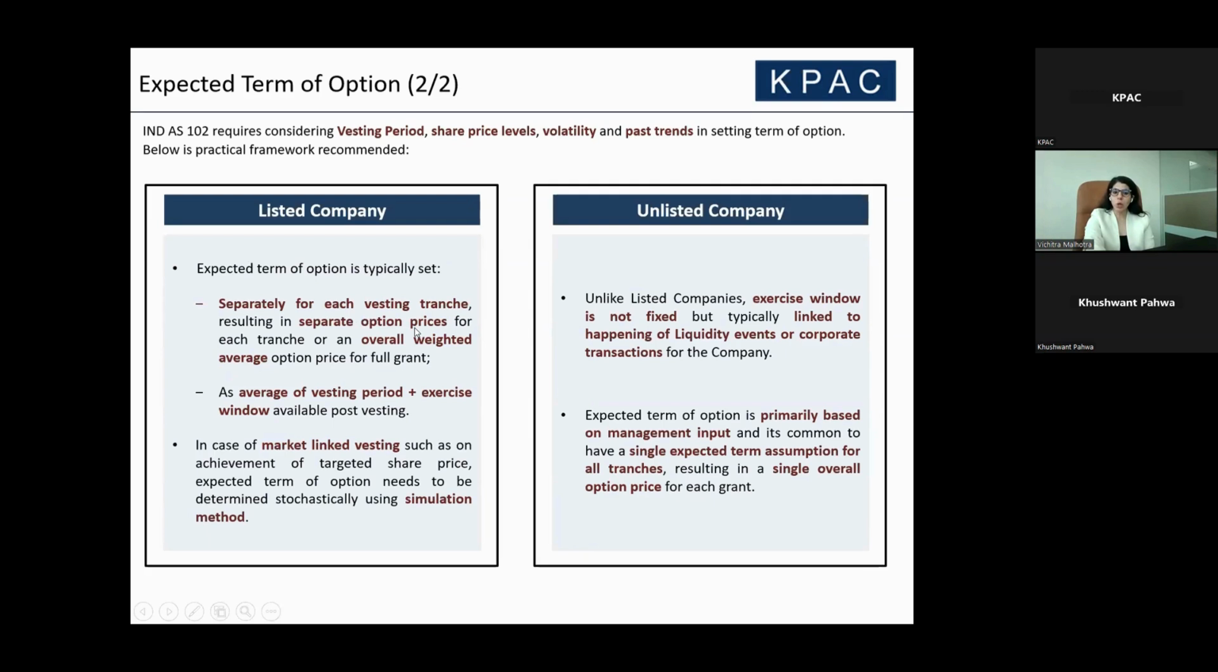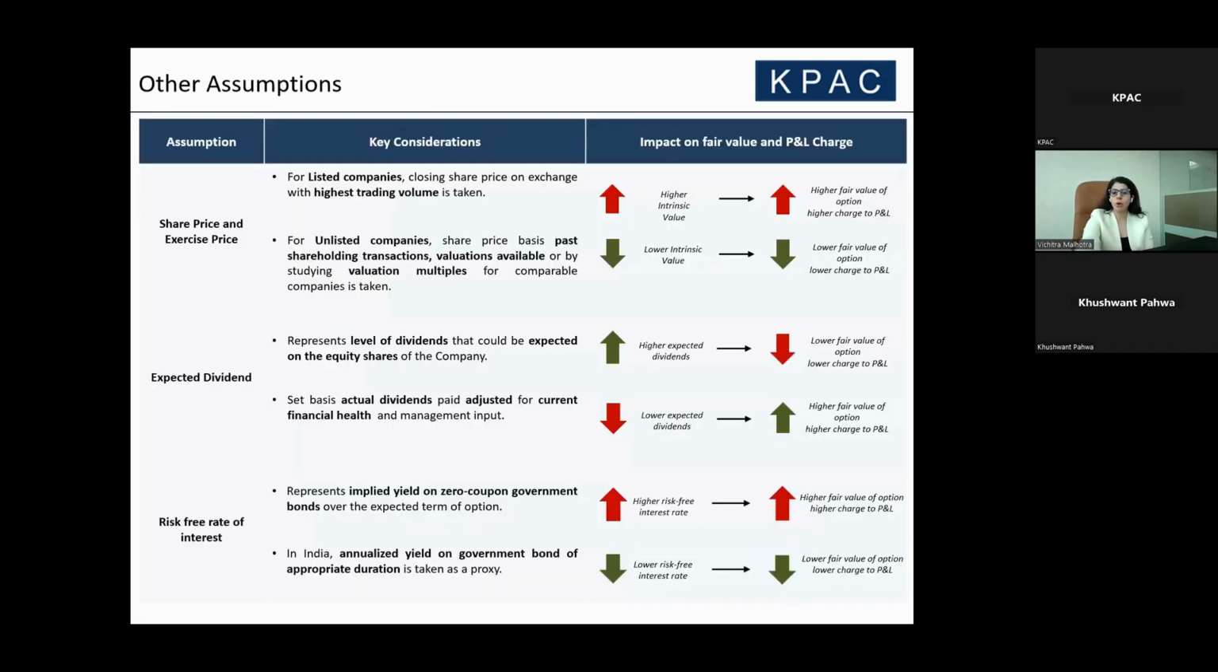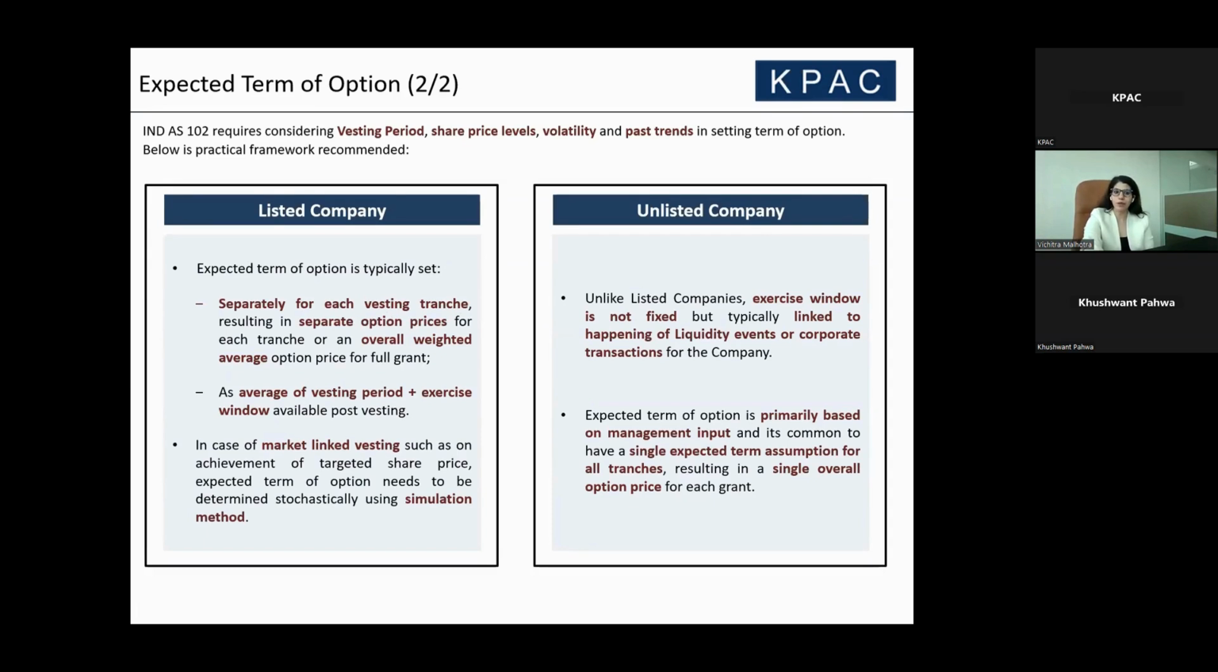To be able to factor or incorporate this aspect perfectly, what we suggest is that for listed companies, the expected term should be determined at a tranche level. Tranche level means that for the options vesting at the end of year 1, their expected term of option will be 1 year of vesting plus the 5 years available for exercise window, and taking an average of that. So 1 plus 5 is 6, and divided by 2 would be 3 years. That would become my expected term of options vesting at the end of year 1. The same philosophy will apply for options vesting at the end of year 2 and year 3 in case of a listed company. As a result, we would have a separate option price for all the tranches that are vesting.